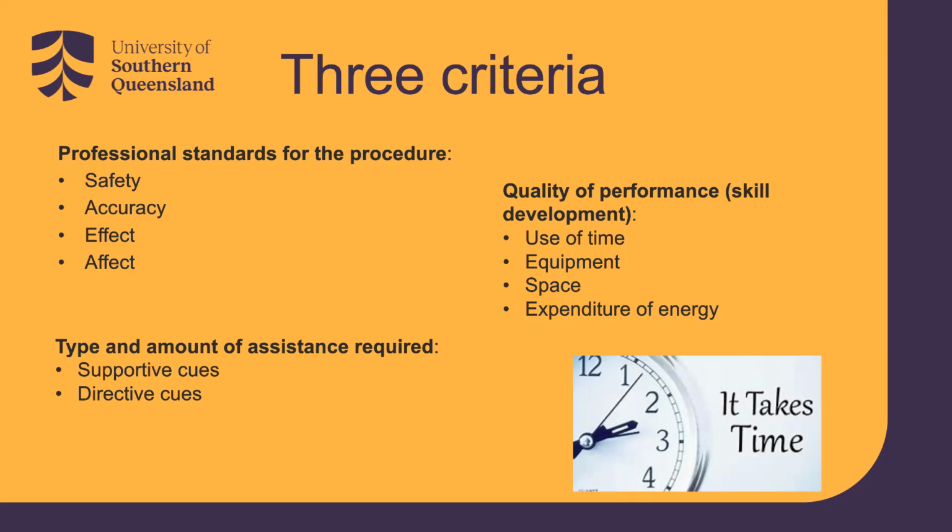Does the student anticipate and use time efficiently? Do they expend excess time in attempting to anticipate the next step, for example, rechecking equipment or repeating of behaviours? The type and amount of assistance required is broken up into 2 types of cues. A supportive cue, which may be, well done, keep going, you're doing well, or a directive cue, where you will need to give verbal or physical instructions.